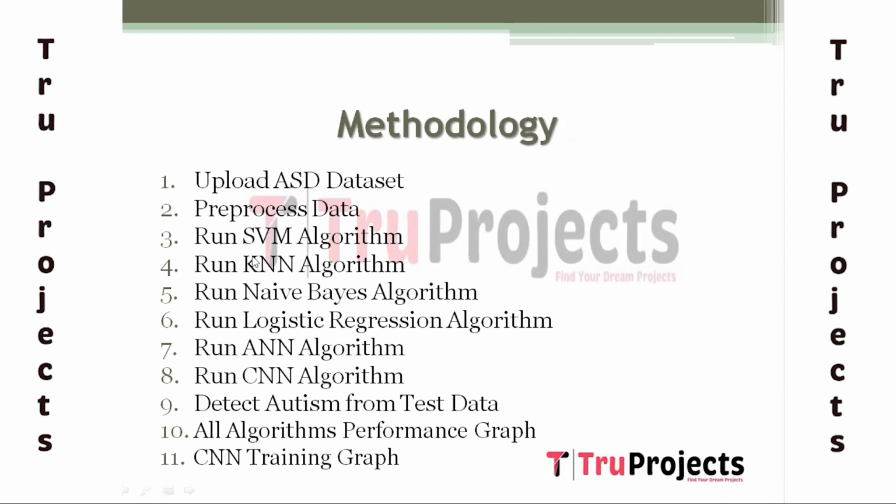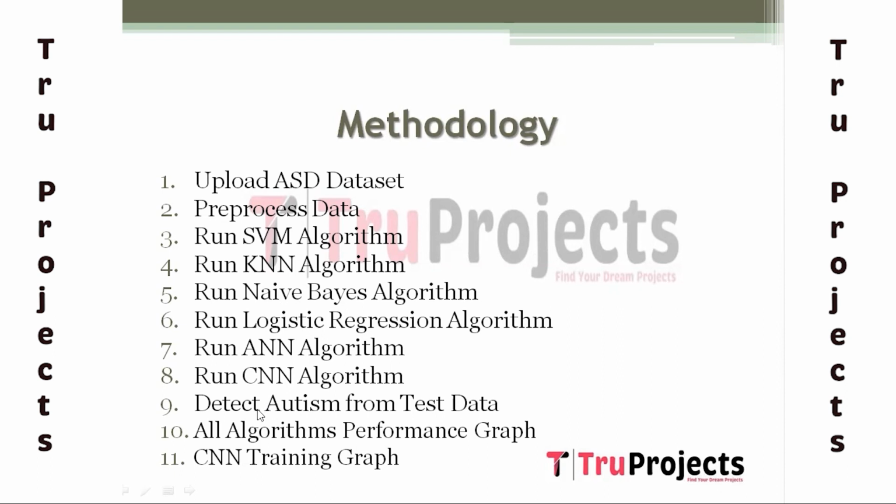And next, in the third module, we will be running the SVM algorithm. In this module, the processed training data will be input to the SVM algorithm to build the model. And this model will be applied on the 20% test data to compute SVM prediction accuracy. Similarly, we will be doing the same with the KNN algorithm, naive Bayes, logistic regression, ANN, and CNN.